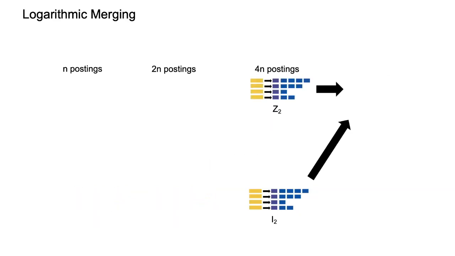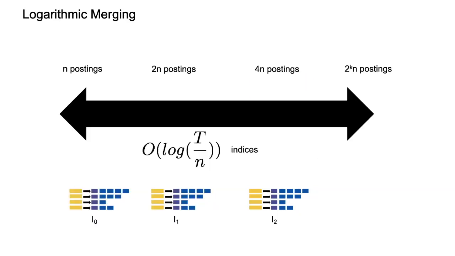So how are we doing with that trick? Did we actually improve things? Well, let's see. Now I have an index potentially with n postings, with 2n postings, with 4n postings, with 2 to the power of k times n postings. So how many indices do I have? Well, if you think a little bit, it's going to be the order of magnitude of the logarithm of t over n.